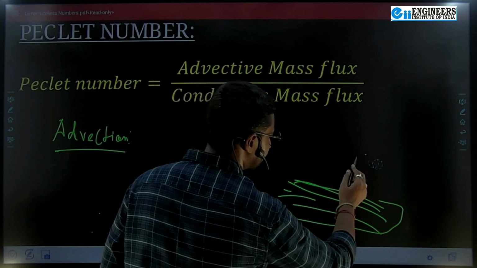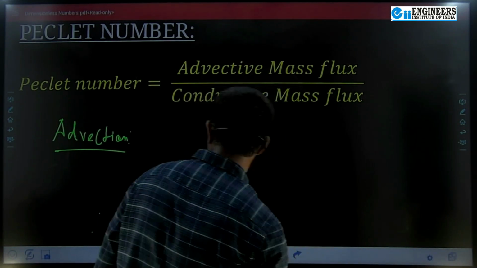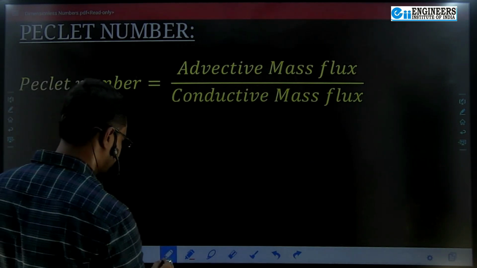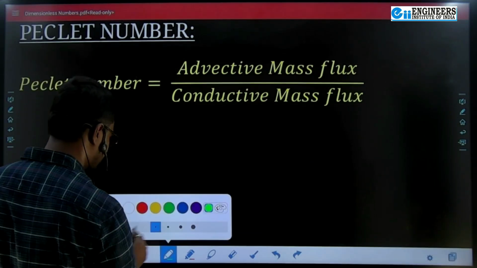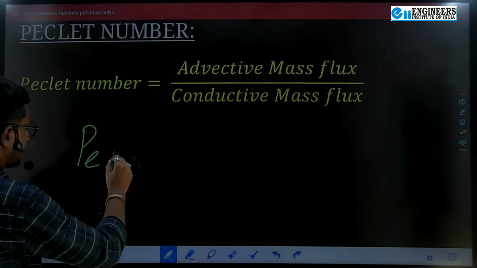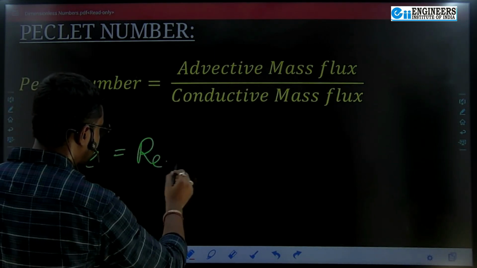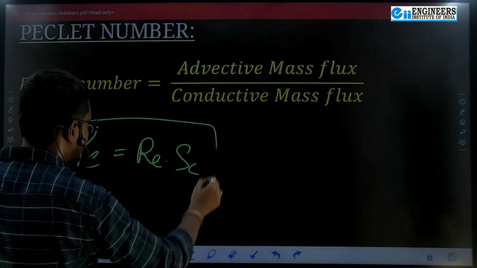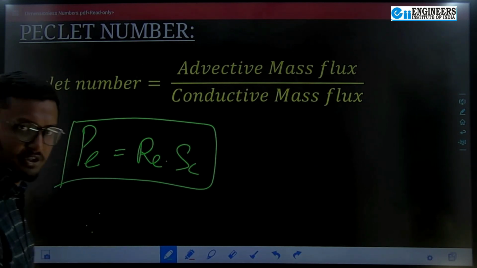Okay, so let us come back to our topic. Just a small explanation I needed to give you, because advection is not a common term that we generally come across in our daily life. Convection and conduction is clear, but advection generally we don't come across. So the Peclet number is just defined as the Reynolds number into Schmidt number.